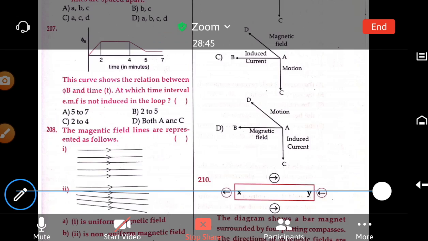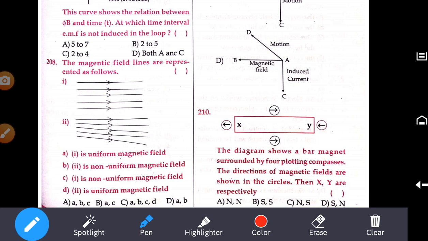That's all. Now the last question of this set, 210 questions I have covered. They have given the figure: the diagram shows a bar magnet surrounded by floating compasses. Direction of the magnetic field: by using this compass, we have to say in which direction the magnetic field is present. If you observe here, the arrow mark is moving north to south. So X is our north and Y is our south. Option number C. So with this we have completed 210 questions.